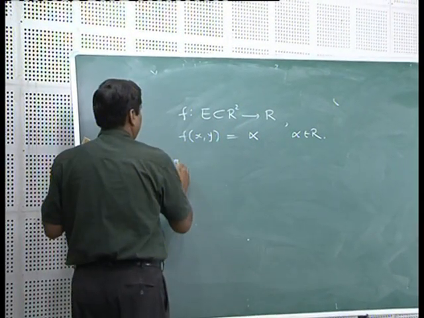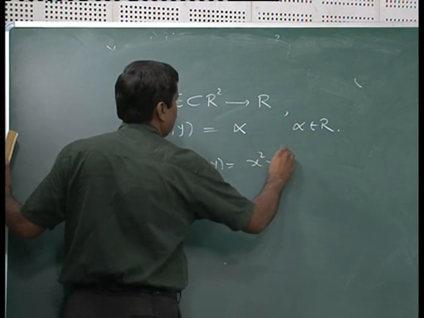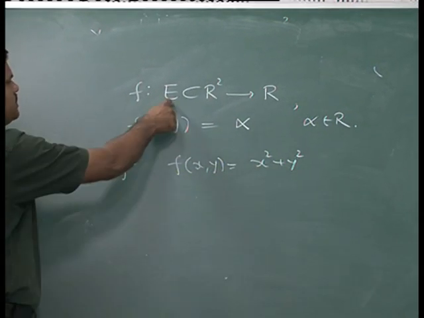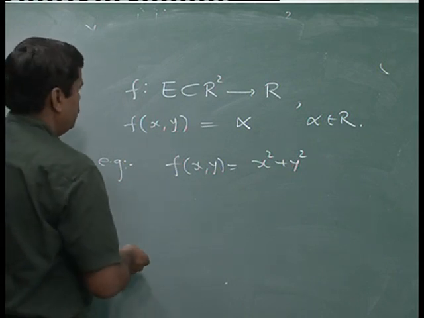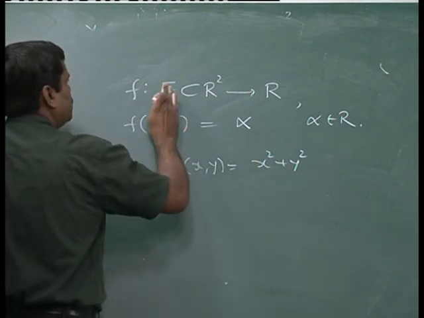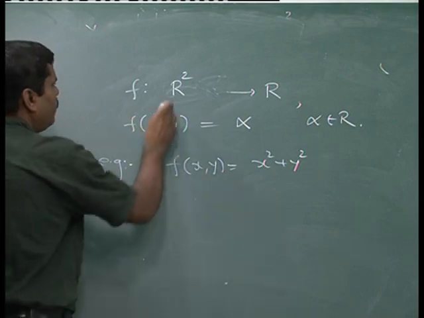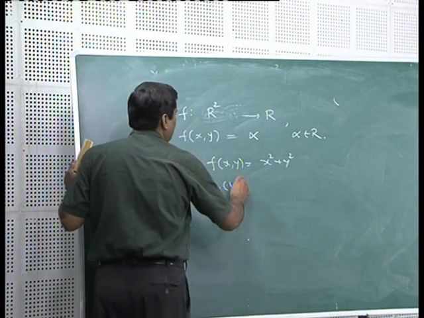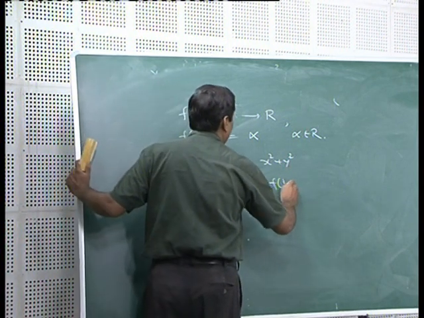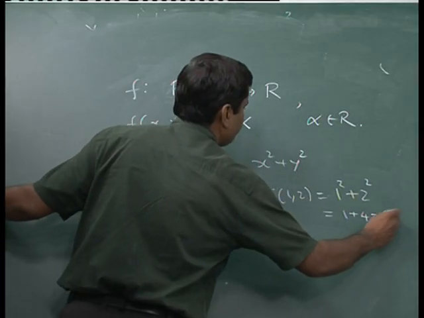For example, if I consider f(x, y) is equal to x square plus y square, where E is some subset of R2, E can be any set. So, generally we take E as a rectangle or a rectangular neighborhood of some point in order to discuss limits. Suppose this E itself is R2, if I take f from R2 to R, then for any point, for example, if I take (x, y) is equal to (1, 2), then f(1, 2) means 1 square plus 2 square, that is 1 plus 4, which is equal to 5.